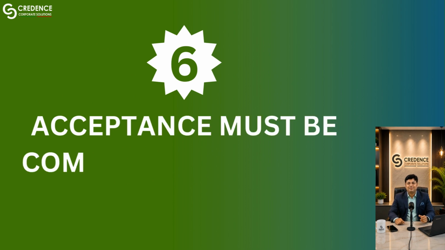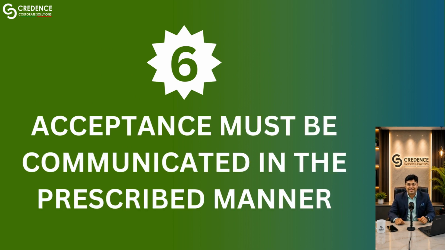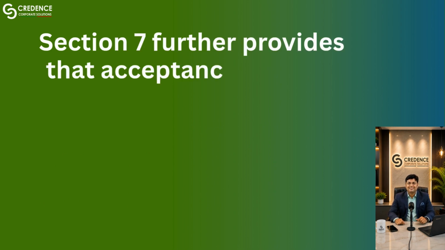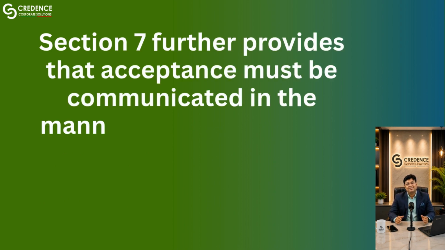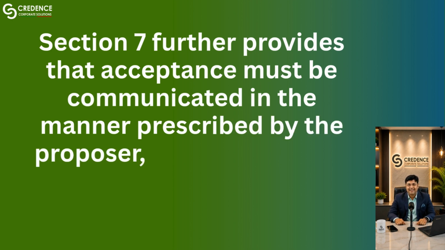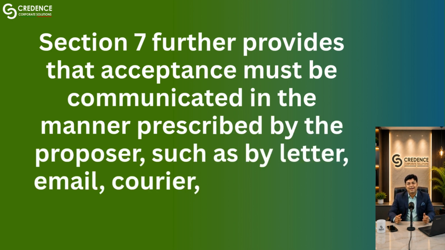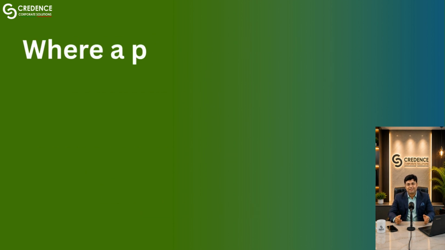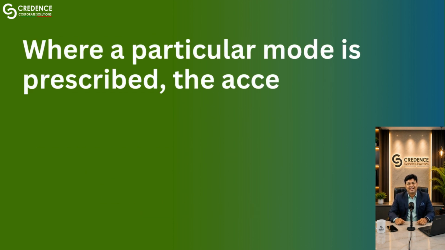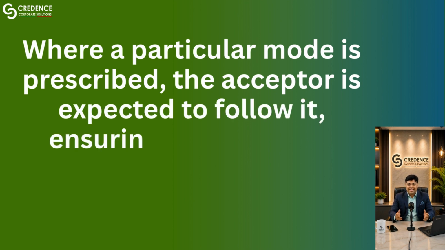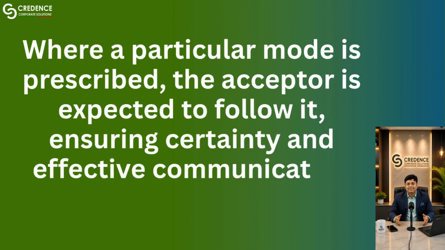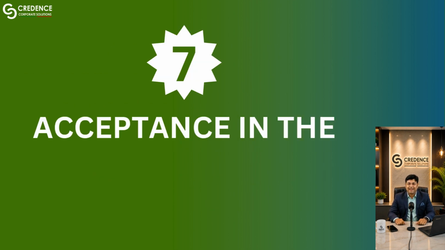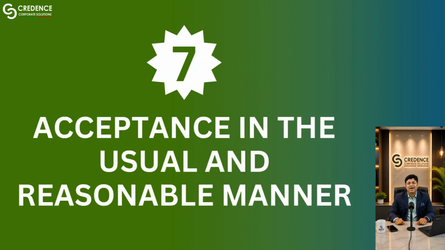6. Acceptance must be communicated in the prescribed manner. Section 7 further provides that acceptance must be communicated in the manner prescribed by the proposer, such as by letter, email, courier, or any other specified mode. Where a particular mode is prescribed, the acceptor is expected to follow it, ensuring certainty and effective communication between the parties.